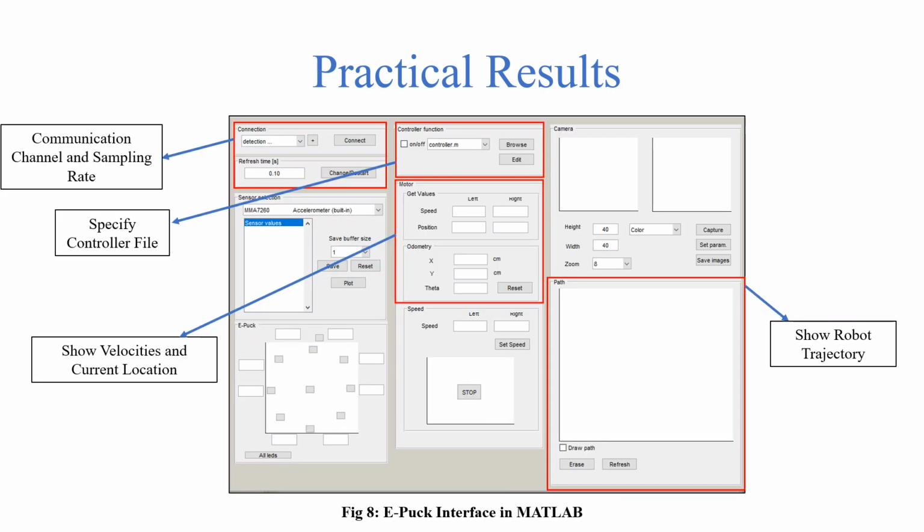This chart here shows the e-puck interface in the MATLAB program, which we use to upload a controller. This chart here shows the communication channel and sampling rate specification. We use a Bluetooth channel to communicate with the e-puck robot. This here shows the controller file that we are going to use, in which we implemented the algorithm. This plot shows the wheel velocities and the current configuration of the robot. And here shows the robot's trajectory when moving in the real world.